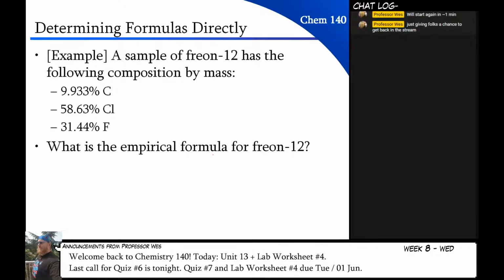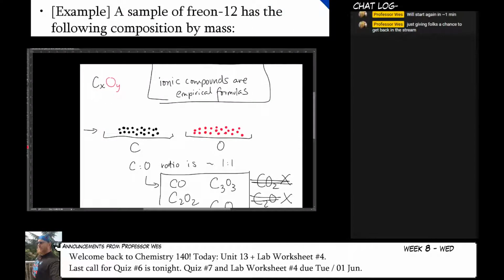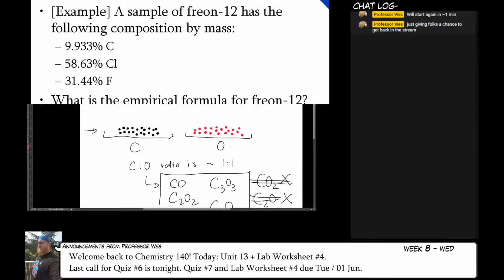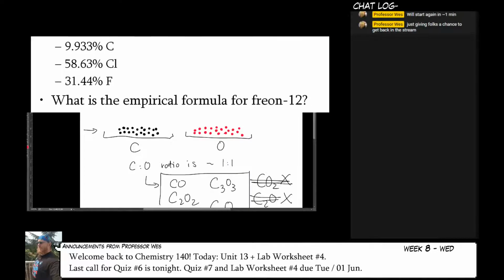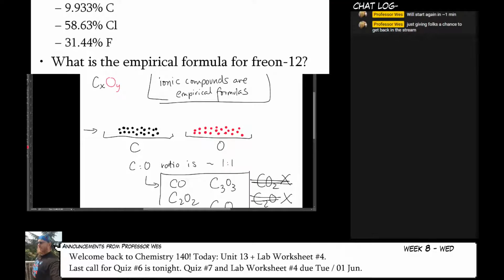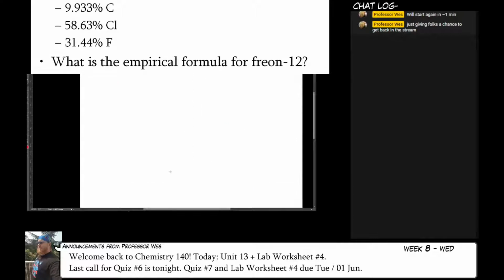So what we need to do for this problem is figure out the empirical formula for Freon 12. Now, I've given you a mass percentage. And you might think, well, how the heck am I supposed to know how much I have in mass, right? I could have any sample. And you're right. We could have any sample. So what we're going to do is make it really simple.